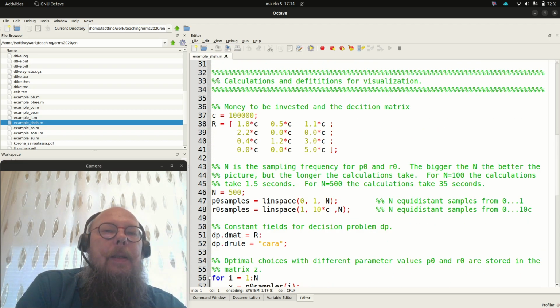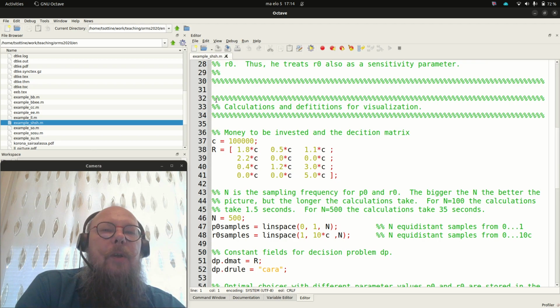And let's then go to the code. First block we have calculations and definitions for the visualization. So we have a reward matrix. So C is the money to be invested, that's 100,000, semicolon always at the end, so we don't want it to print. Then the reward matrix, this is now in terms of C, so it's here, this is from the lecture notes.